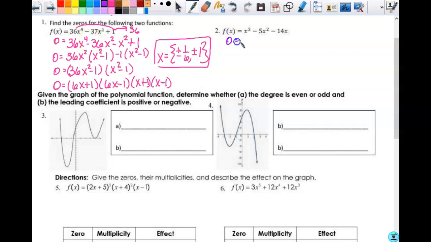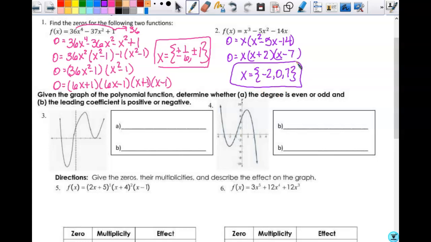All right, number 2. Factor this one. I'm going to start with my GCF. So that gives me x squared minus 5x minus 14. This will be x and x. This is negative, so these are opposite. So that'll be a 7 and a 5. I'm sorry, a 7 and 2, 7 and 2 here. So my zeros then are negative 2, 0, and 7.